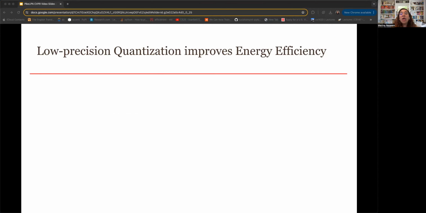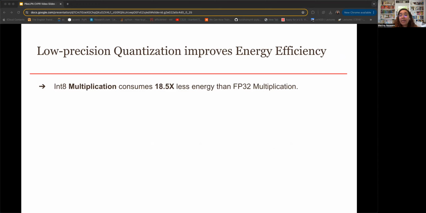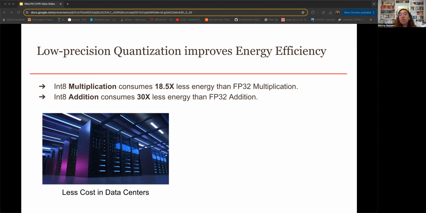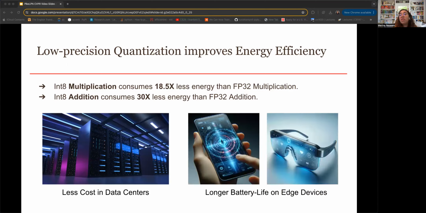So first, low precision quantization is known to significantly improve the energy efficiency. For example, an int8 multiplication consumes 18x less energy than floating point multiplication, and similarly for addition, it consumes 30x less energy than floating point addition. And this is obviously beneficial in data centers because it reduces its cost of operation, and it's also beneficial in setups like edge devices because it leads to a longer battery life.